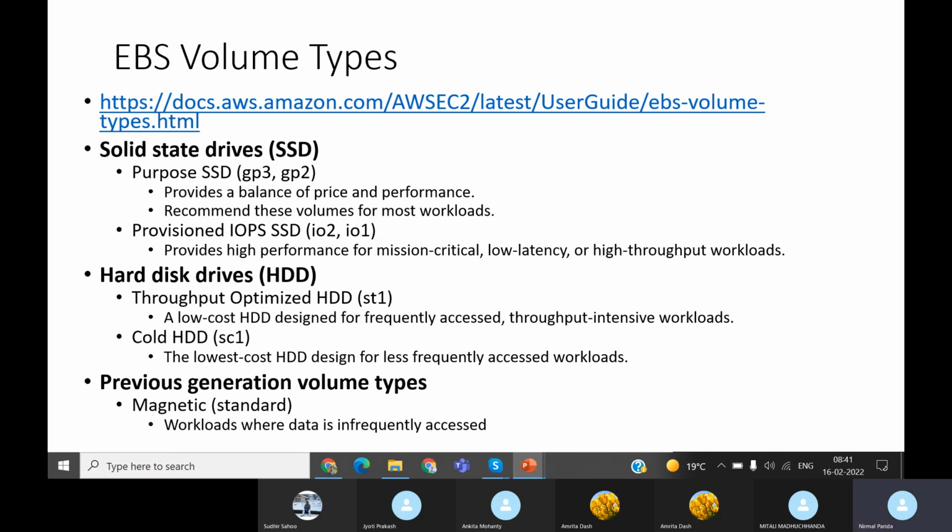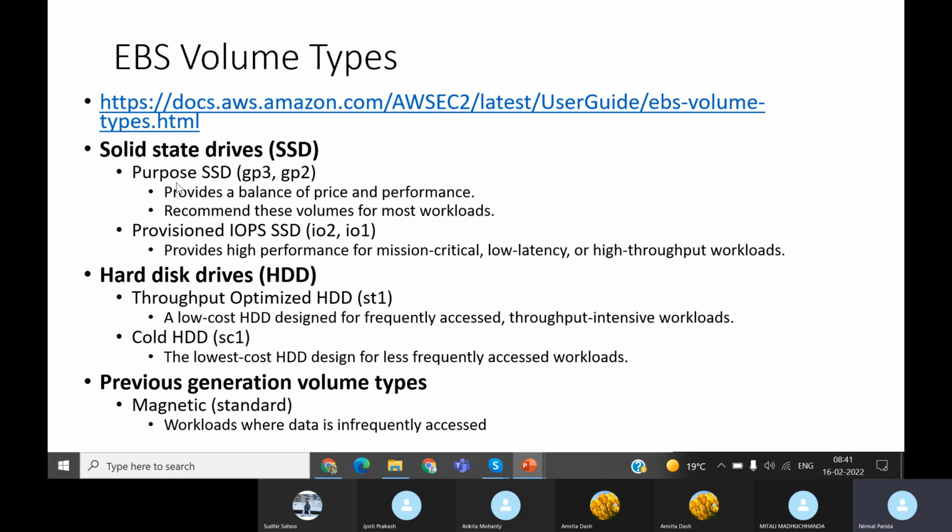EBS volume types. So how many types of EBS volume are supported? The first type is your solid state drive, SSDs. These are faster volumes you can say, and also expensive. The price is more.